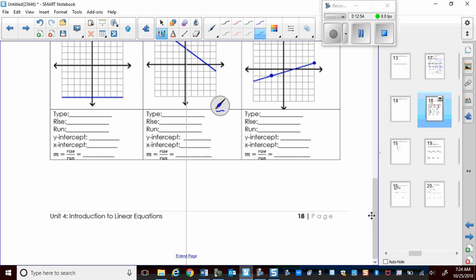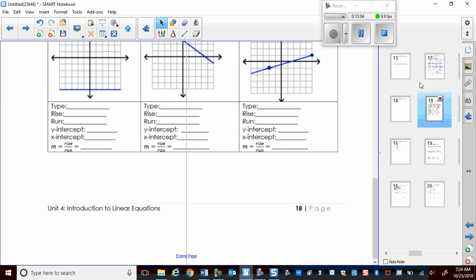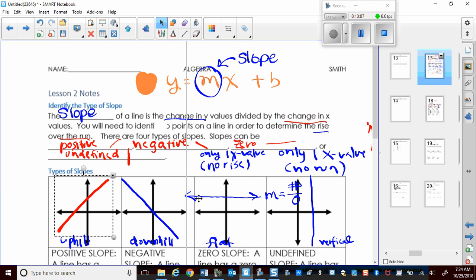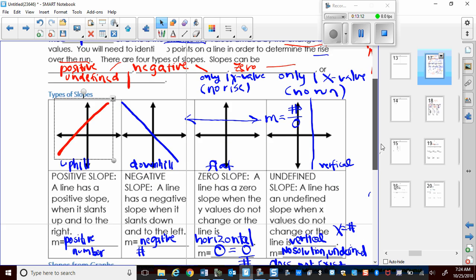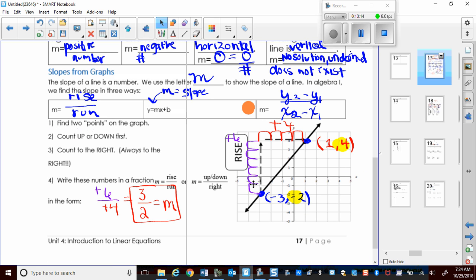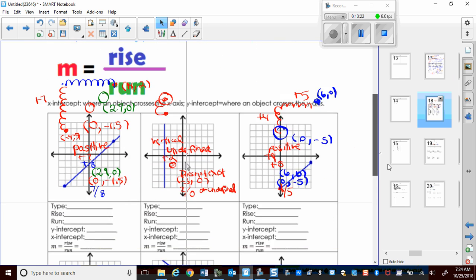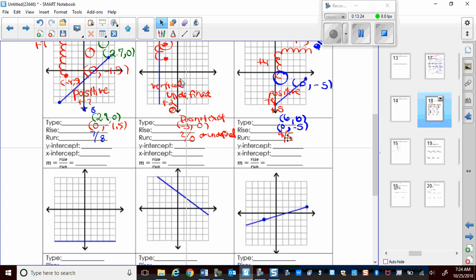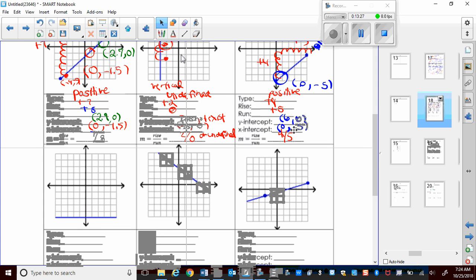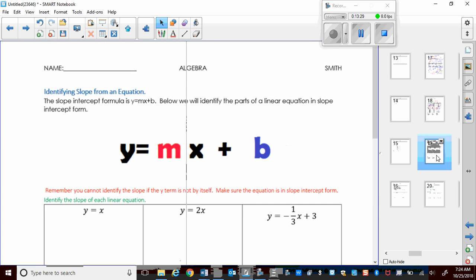So you're going to finish the bottom three. Figure out the type of line. Use the notes for the type of line. This is the type of line notes. And figure out the x and y intercepts, and then figure out the rise and run. And here is a pretty good example of that on page 17. All right, so finish the rest of page 18, and then go ahead and come forward to the next page.